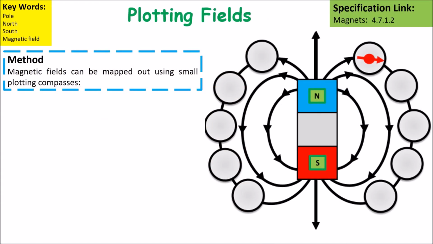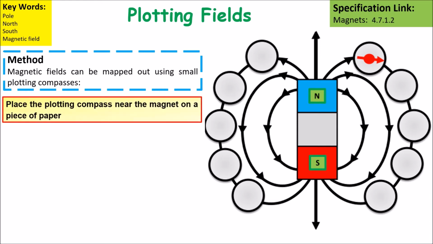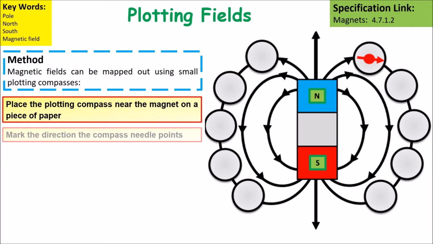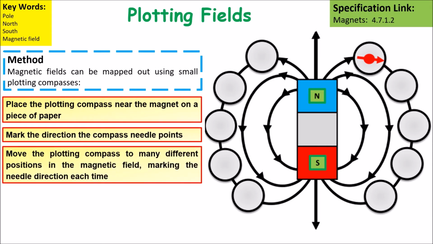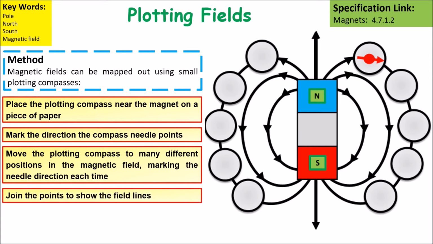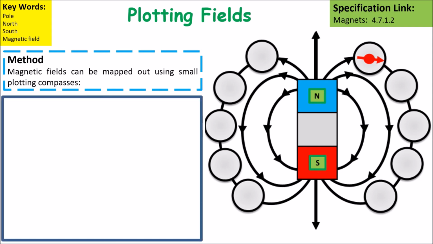Magnetic fields can be mapped out using small plotting compasses. We place the plotting compass near the magnet on a piece of paper. You mark the direction that the compass needle points. Then you move the plotting compass into many different positions around or in the magnetic field, marking the direction that the plotting compass points each time. You can then join the points together to show the field lines, and that will show you where the field lies and the extent of that magnetic field.